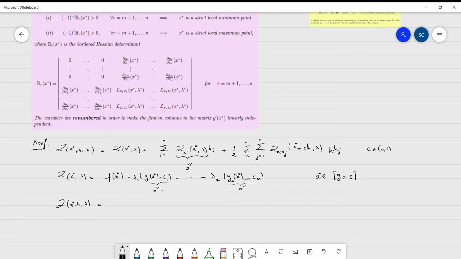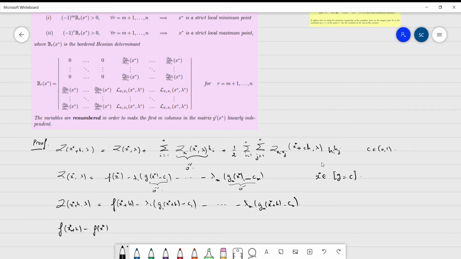Now subtracting the two, we can express L at x star plus h, lambda differently. Using the definition of L, it will be f at x star plus h minus lambda 1 times g1 at x star plus h minus c1, etc., lambda m times gm at x star plus h minus cm. Then we subtract the two equalities, so we get the difference f at x star plus h minus f at x star plus this sum, and we eliminated this term. So finally, we can move this sum to the other side and have this equality.